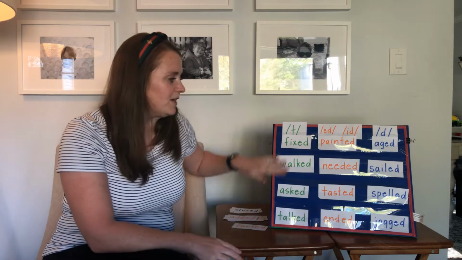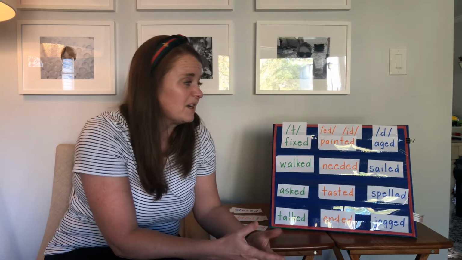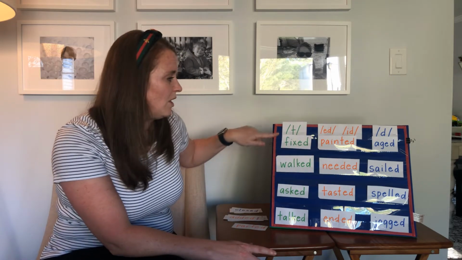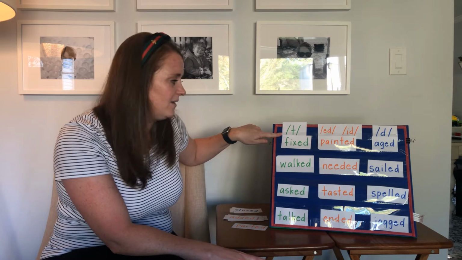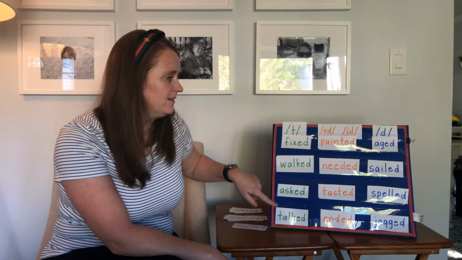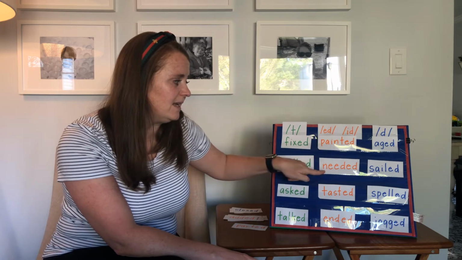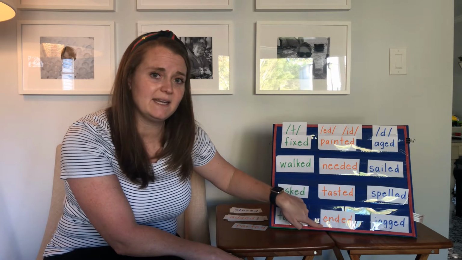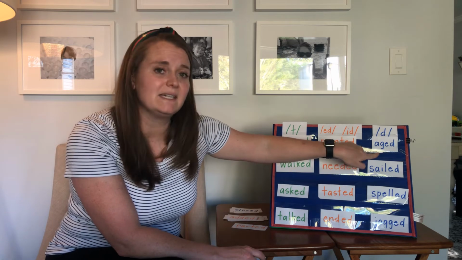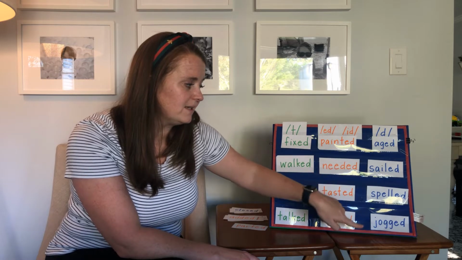All right, learners, let's take a look at the lists we created. Do your lists match my lists? If so, great. If not, maybe you organized them in a different way. For our learning today, we're going to use this list. All the words that have the t ending sound, like fixed, walked, asked, talked. Words that have id ending sounds with ed: painted, needed, tasted, ended. And all words that have the d sound at the end: aged, sailed, spelled, jogged.